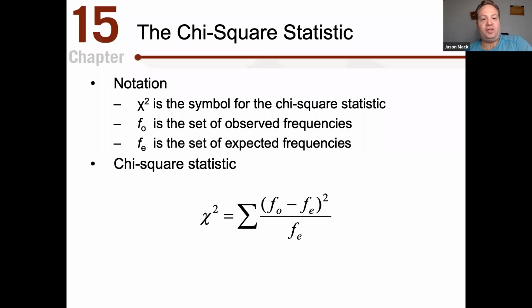The chi-square statistic. Our notation, χ², is the symbol for the chi-square statistic. fo is a set of observed frequencies. fe is a set of expected frequencies. And our chi-square statistic is the following formula. χ² is equal to the sum of (fo minus fe) squared divided by fe.